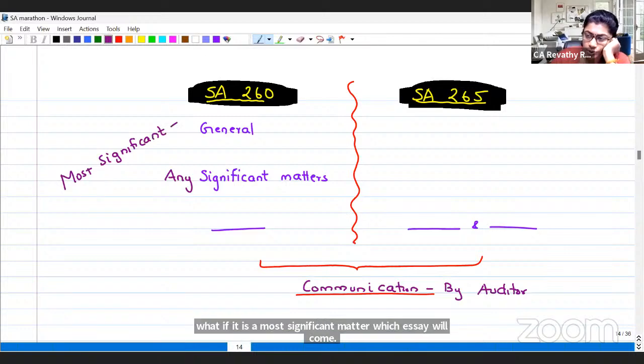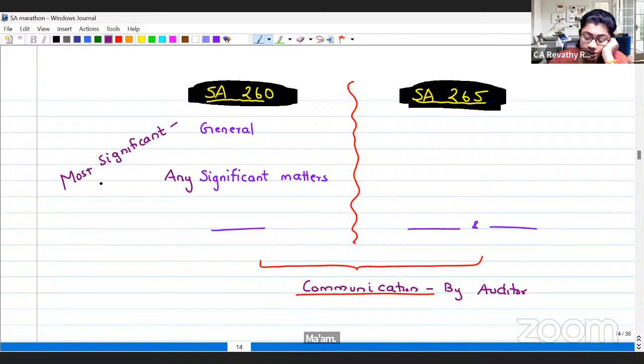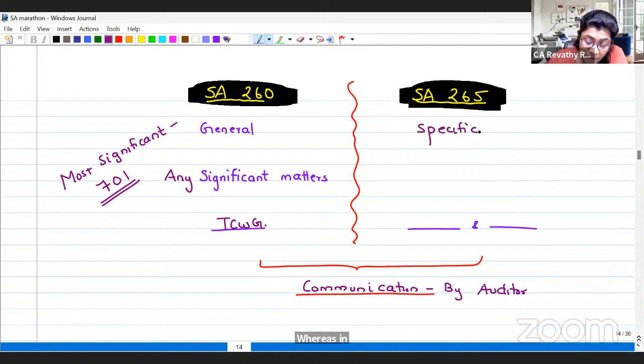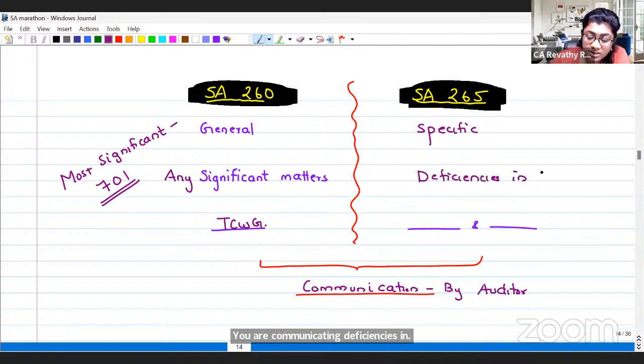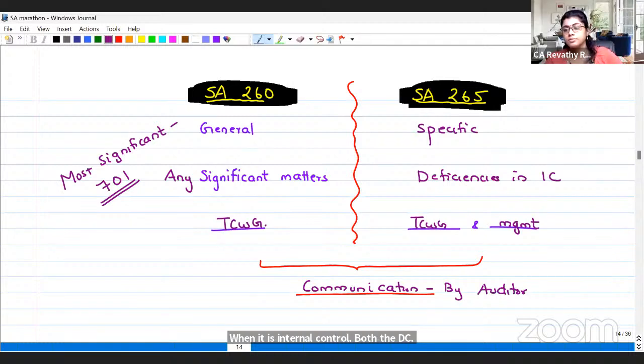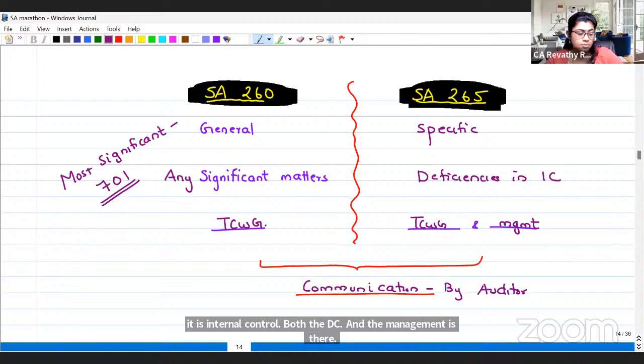Ma'am, you are in 200. Why did you jump to 700? I will jump. Not 706, Abhinaya, it is 701, key audit matters. So here you are communicating only with the TCWG, whereas 265 is very specific. You are communicating deficiencies in internal control. Since it is internal control, both the TCWG and the management are there. Got the point?